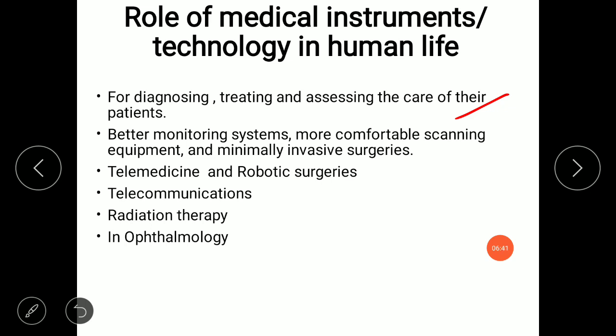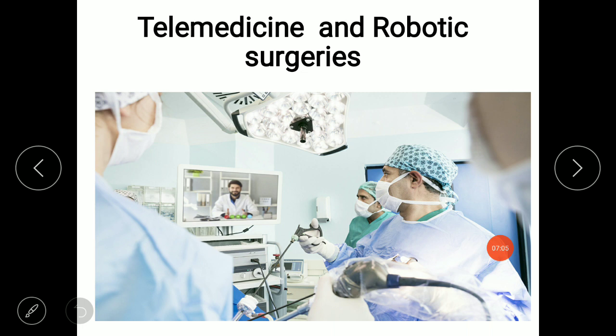Second point, better monitoring systems, more comfortable scanning equipment, and minimally invasive surgeries have obvious benefits for patients. Then we have telemedicine and robotic surgery. How are these medical instruments, through telemedicine and robotic surgeries, impacting human life? You can see here.